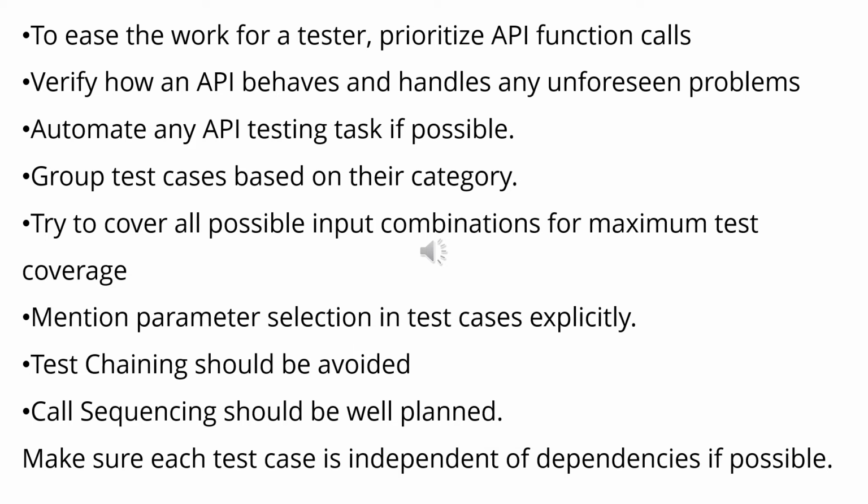Automate any API testing task if possible. Group test cases based on their category. Try to cover all possible input combinations for maximum test coverage. Mention parameter selection in test cases explicitly. Test chaining should be avoided. Call sequencing should be well planned. Make sure each test case is independent of dependencies if possible.